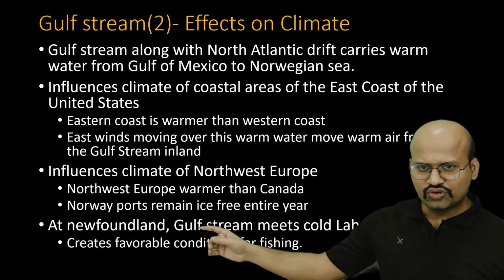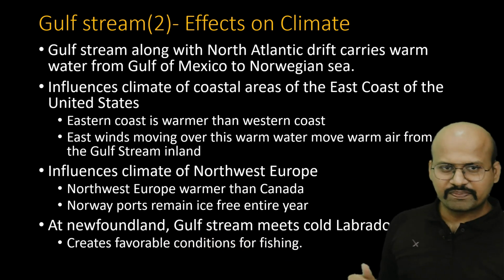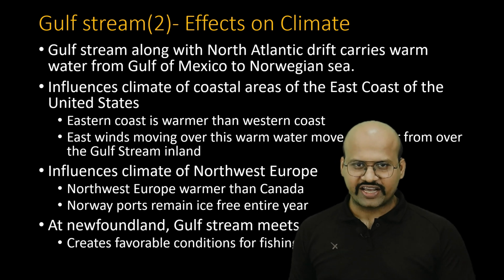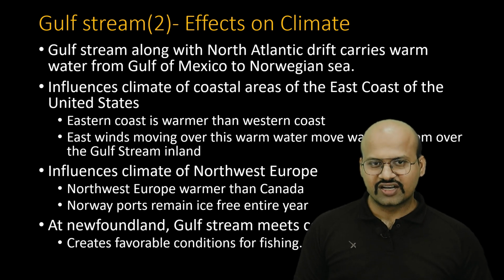In fact, at Newfoundland, the Gulf Stream meets the cold Labrador Current. And because of this mixing of hot and cold currents, we see that there is a rich supply of nutrients as well as a suitable temperature. And because of both of these conditions, we see that abundant fish are found there.